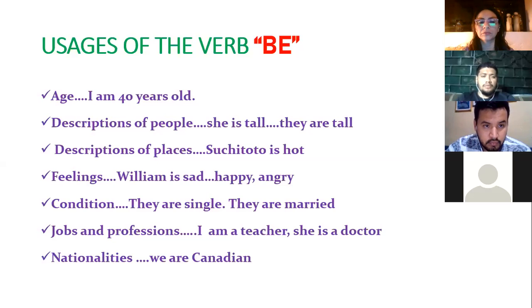I am 44 years old. Description of people, she is tall, they are tall. Description of place, Sushitoto is hot. Okay. Feeling, William is sad. Happy, angry. Condition, they are single, they are married. Jobs, I am a teacher, she is a doctor. Nationality, we are Canadian. Excellent, thank you. Nationalities, we are Canadian.